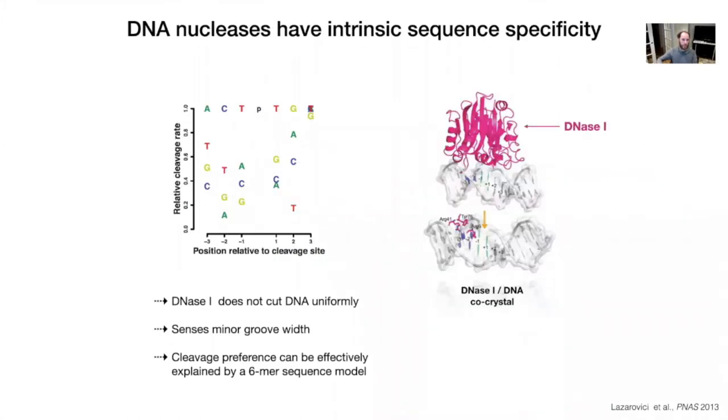A major contributor to the variation in DNase1 cleavage is that DNA nucleases in general have intrinsic sequence specificity. In other words, DNase1, for example, doesn't cut uniformly on naked DNA. What we know now is that it senses the minor groove width. And in a collaboration with Harmen Bussemaker and Remo Rohs, we showed that the cleavage preference can be effectively explained by a six-mer sequence model.